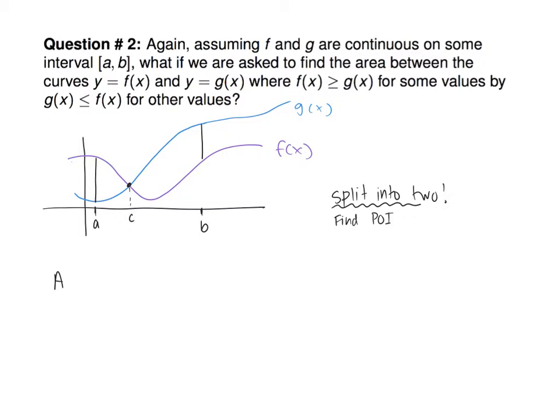So in this case, the area will be the integral from a to c, and on that first interval, which curve's on top? So we'll do f of x minus g of x there, dx. Plus the next integral goes from what value to what value? C to B, thank you, yep. And for that, you have to do g of x minus f of x.